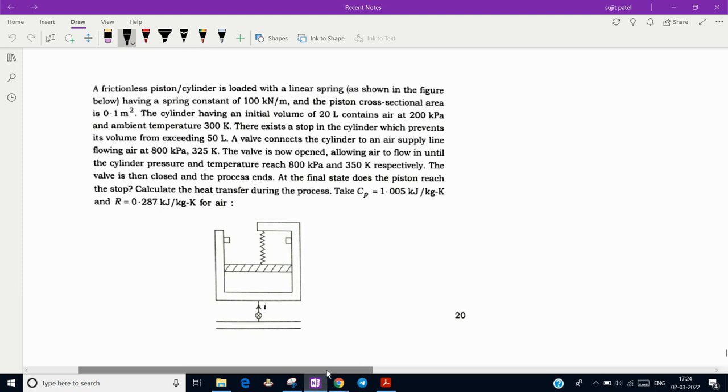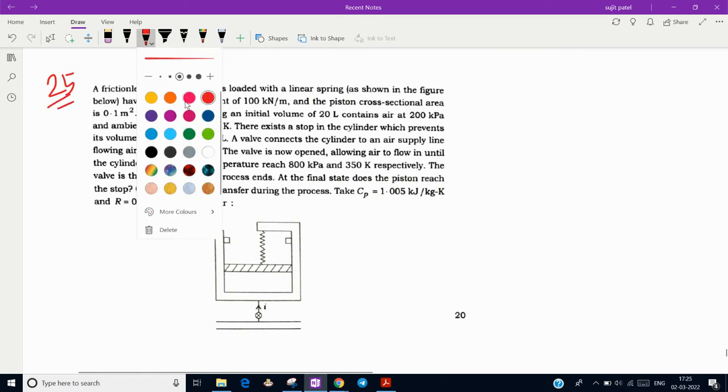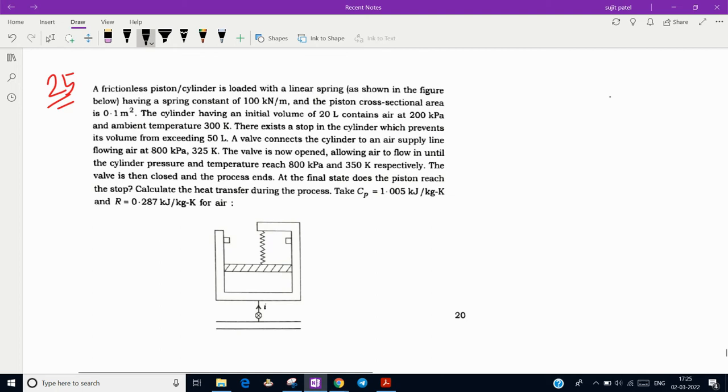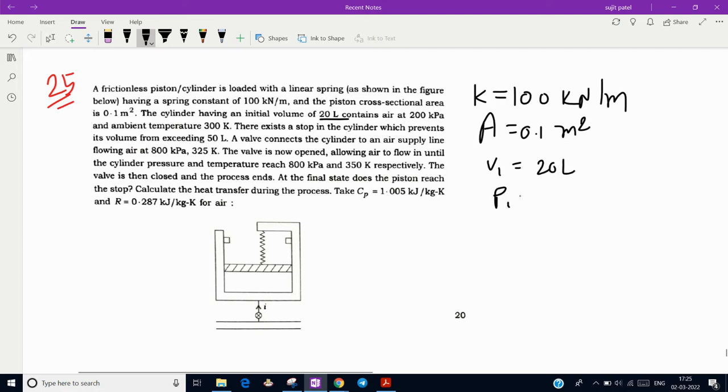Hello everyone, and today we will see one fantastic thermodynamics question from the UPSC Civil Services 2020 exam. So let's start. It is a piston-cylinder frictionless device with a linear spring attached. The spring constant K is given as 100 kilonewton per meter, and the cross-section area of the piston is 0.1 meter square. The cylinder's initial volume, V1, is 20 liter, and it contains air at 200 kilopascal.